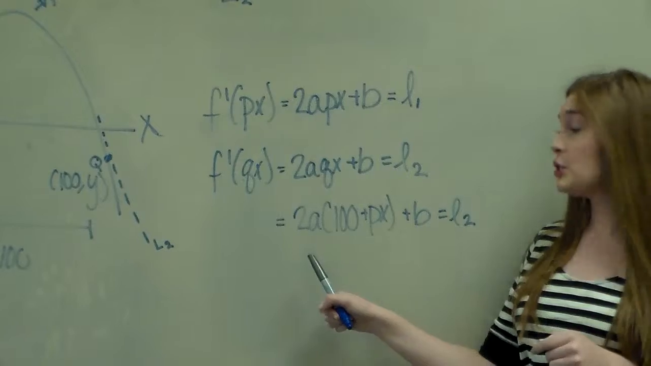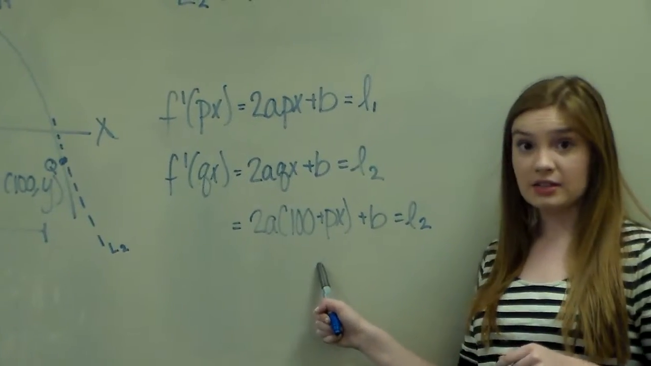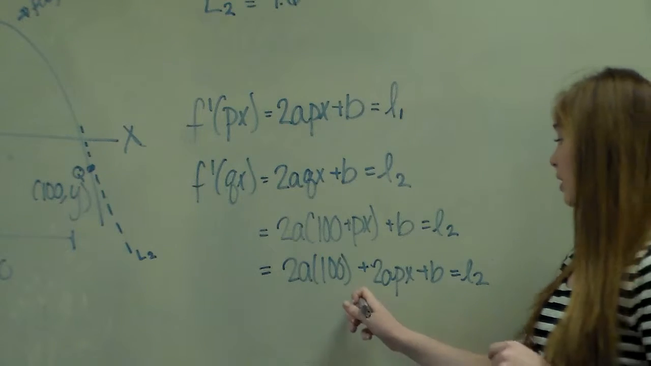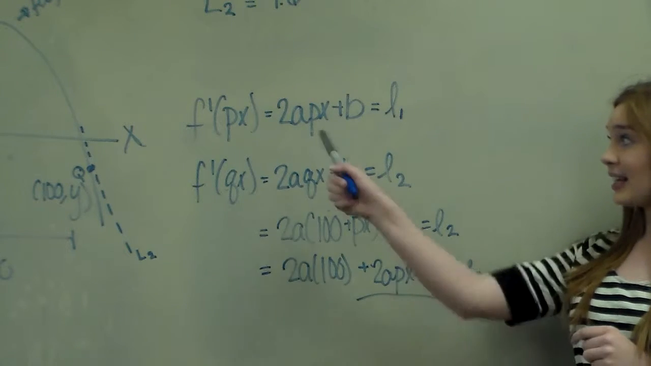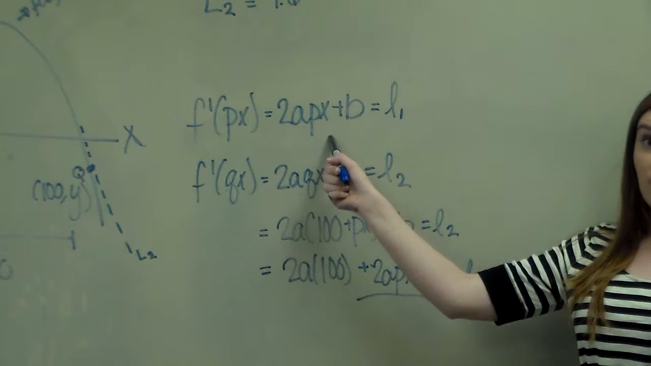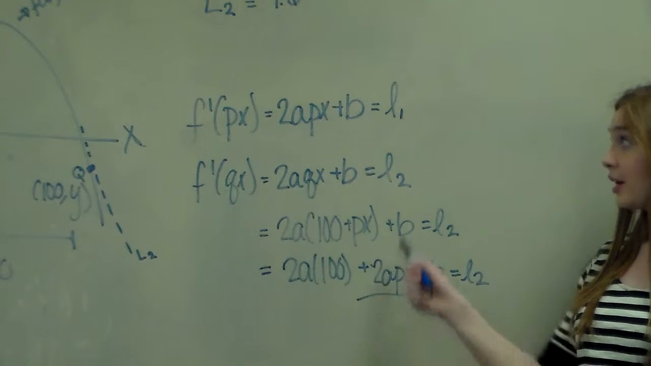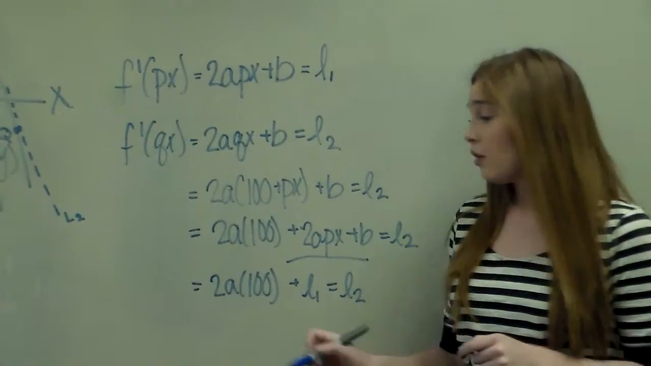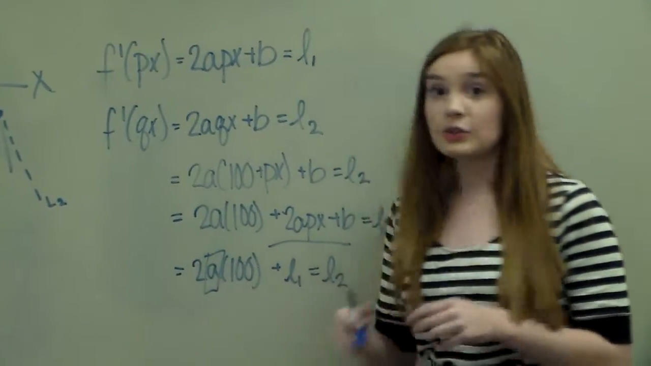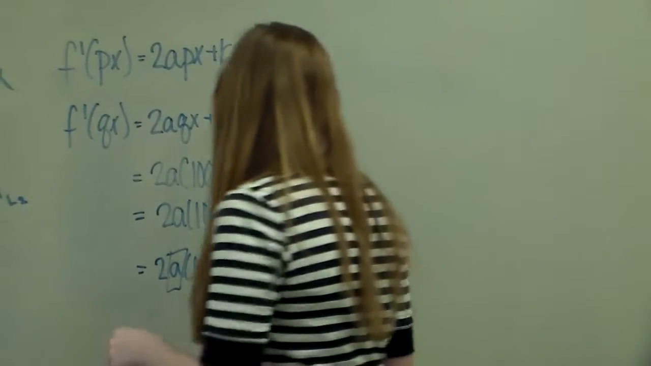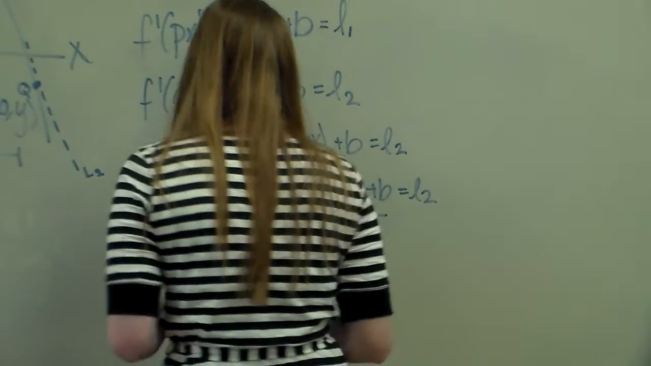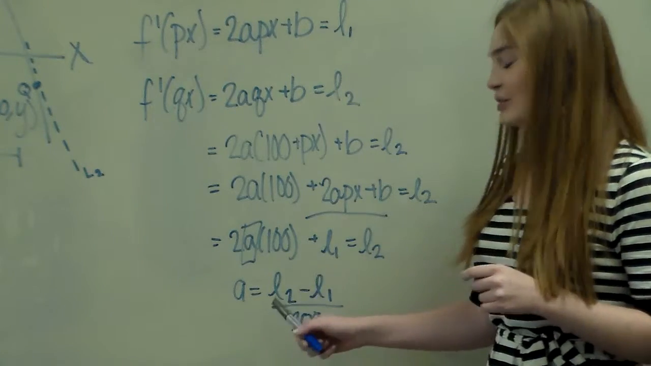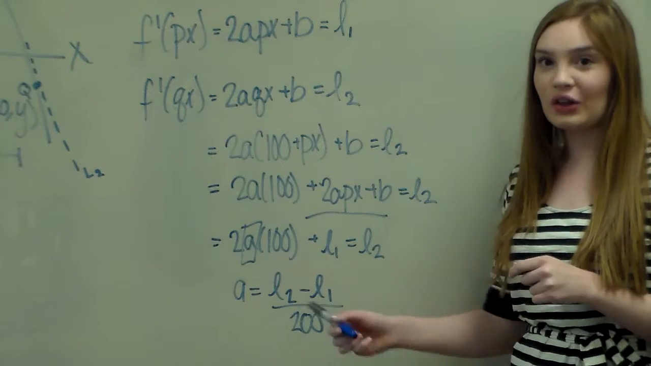Now we can distribute the 2a to 100 and p of x. As you can see, this part of the equation is exactly equal to the first derivative of p of x. So we can set this part equal to L sub 1. Now I'm going to solve to isolate our variable a. So we have an equation for a. So our first equation to find a is L sub 2 minus L sub 1 all over 200.